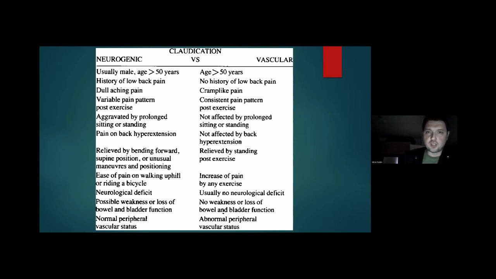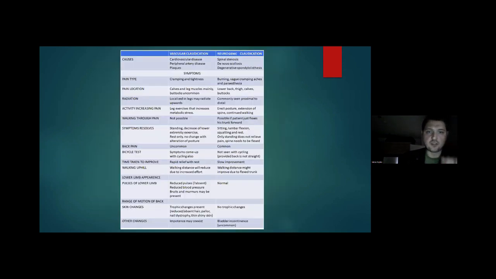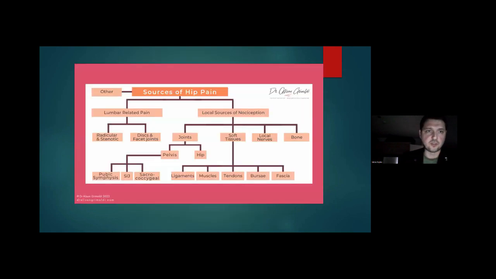People with vascular claudication usually don't have a history of low back pain. They have a cramp-like pain pattern post-exercise. It's not affected by prolonged sitting or standing. It's relieved by standing post-exercise. Pain increases with any exercise, there are usually no neurological deficits, and there is abnormal peripheral vascular status. And here it is once more. So if you have a patient with back pain and leg pain, but it's not following the typical patterns of radiculopathy or of spinal claudication, you always need to think of a different cause.